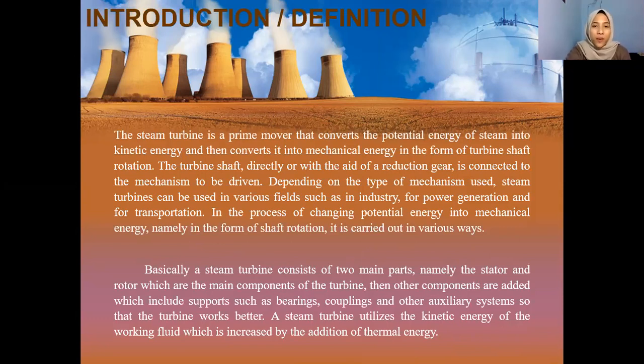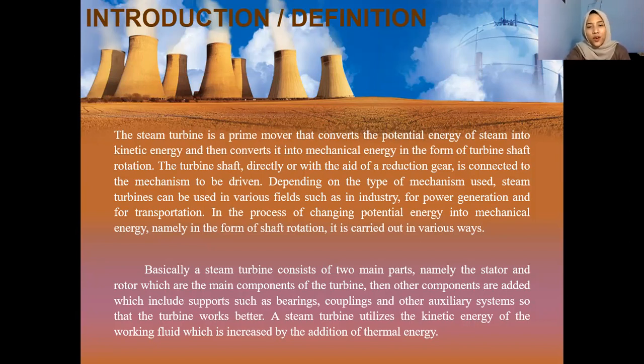The steam turbine is a prime mover that converts the potential energy of steam into kinetic energy and then converts it into mechanical energy in the form of turbine shaft rotation. The turbine shaft, directly or with the aid of a reduction gear, is connected to the mechanism to be driven. Depending on the type of mechanism used, steam turbines can be used in various fields such as industry, power generation, and transportation. The process of changing potential energy into mechanical energy, namely shaft rotation, is carried out in stages.